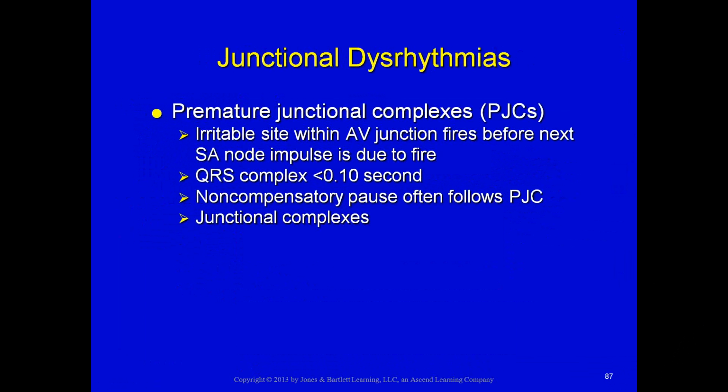PJCs, as it sounds, or as we break this down, premature junctional complex. It comes early. It originates in the AV node. So again, this is going to have a P wave that's inverted. It's not going to have a P wave, or the P wave may be after the QRS. It just comes early.